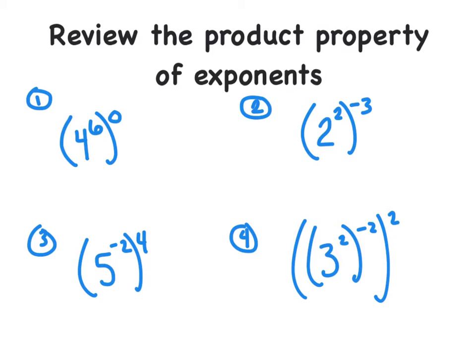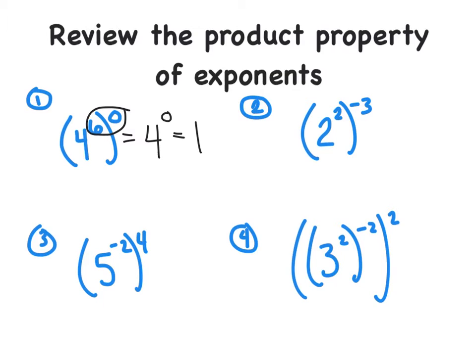So before we get too far into rational exponents, let's review the product property of exponents. We're going to use this quite a bit tonight. So remind yourself that the product property says that if you have a power to a power, you simply take those two and multiply. So I could say 4 to the 6 raised to the 0 is equivalent to 4 to the what power? If I multiply, that's 4 to the 0, and anybody to the 0 is 1.